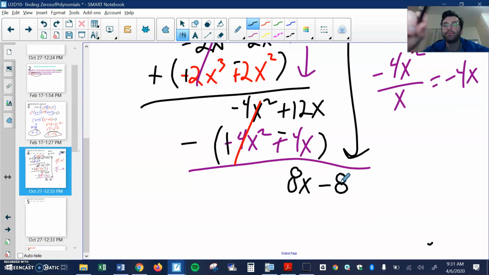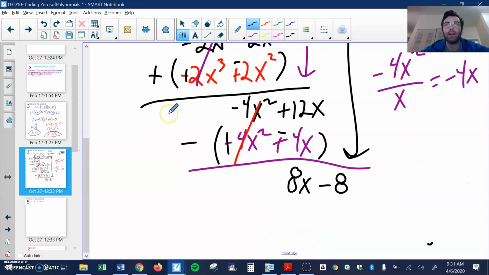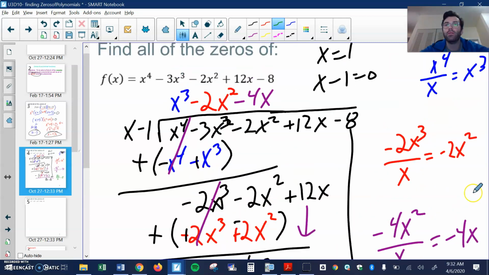Here we go. So now I know that this is going to be 8x divided by x. I mean, you can do this in your head, I'm sure, but I'm going to write it out just for funsies. 8x divided by x, I get 8. So I have plus 8.